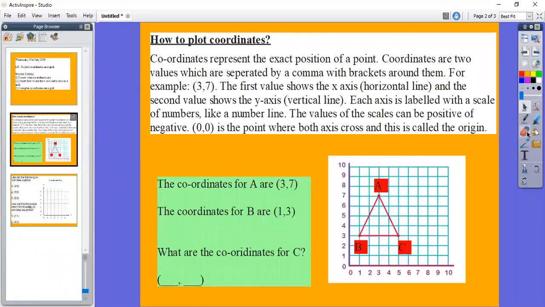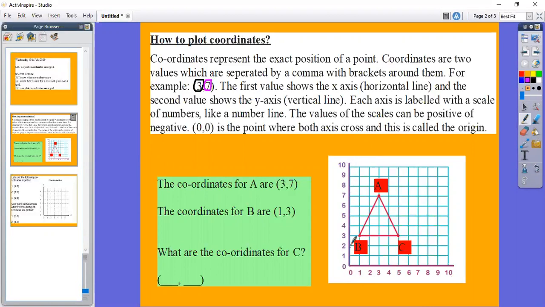The first value, which is the 3, shows the x-axis, and we know this is the horizontal line along the bottom. And the second value, which is the 7, shows the y-axis, which is the vertical line, which goes along the side.